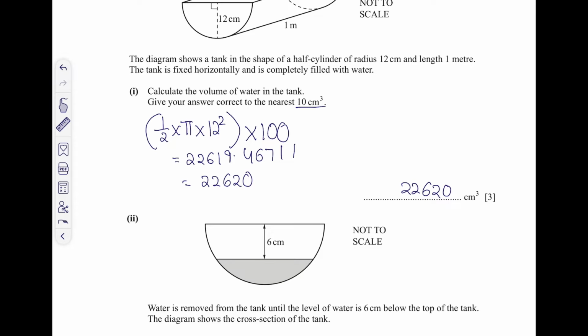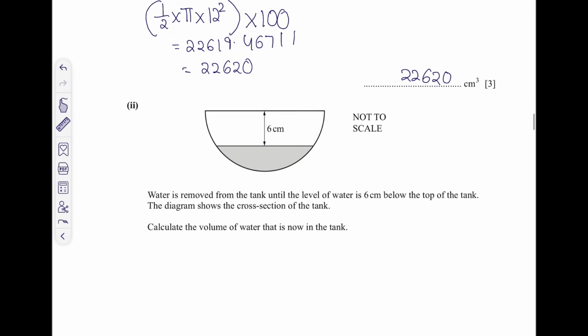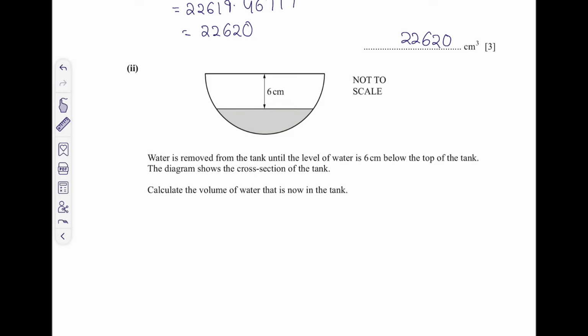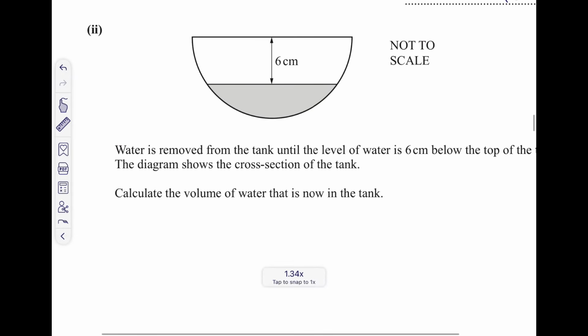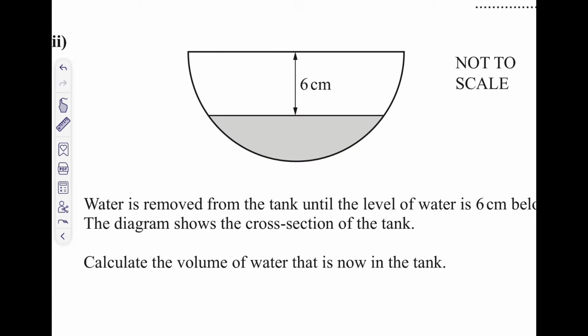Alright, now moving on, it says that water is removed from the tank. So this one was full. Water is removed from the tank until the level of the water is 6 centimeters below the top. So the gray part represents the new water level. The diagram shows the cross section. Calculate the volume of the water that is now in the tank. So basically, if you find this area, that is basically this unshaded area, then we would be able to find the area of water in the cross section. You can multiply it by the length and you'll be able to find the volume of water.